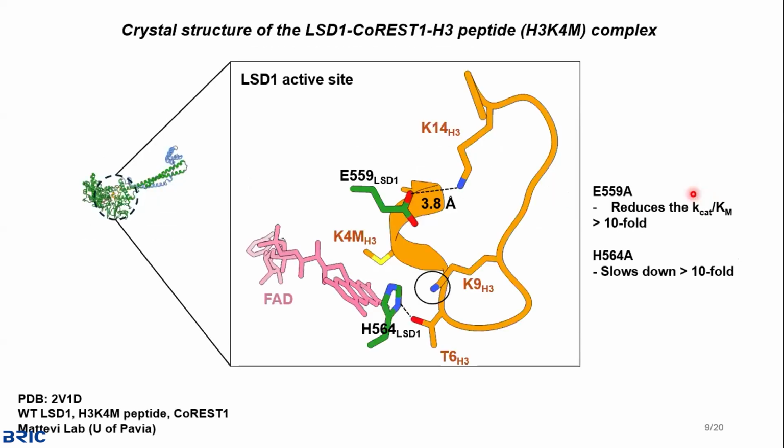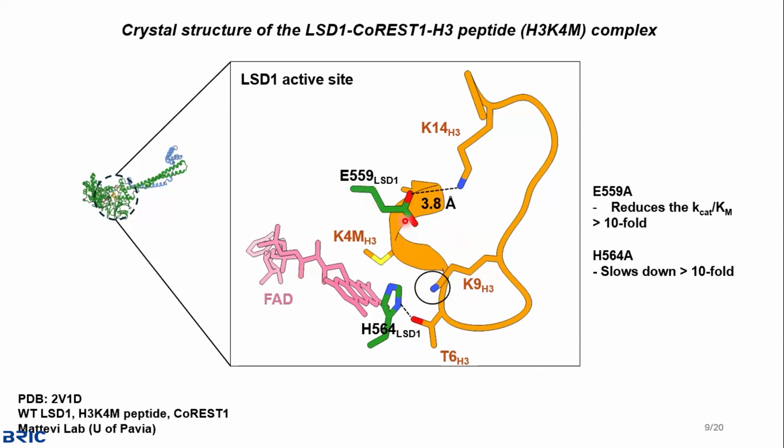So luckily, there was a crystal structure published in 2007 from Dr. Andrea Mattevi in Italy. This is a crystal structure of LSD1 in green, bound to CoREST, its binding partner protein, in blue, and also bound to the histone substrate peptide. If we zoom in to the active site, this is a flavin cofactor where it catalyzes demethylation of lysine 4. And this is a histone peptide in orange, and green residues are coming from LSD1.